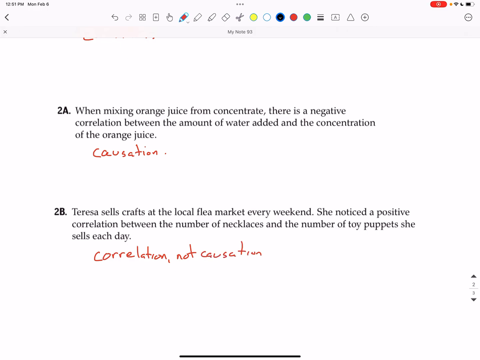And then again, there could be more underlying reasons. Probably the most likely reason is attendance. If there is high attendance at the flea market, it is likely that the attendees are buying both necklaces and toy puppets. So naturally, if there are more people there, she's going to sell more of everything in her booth.